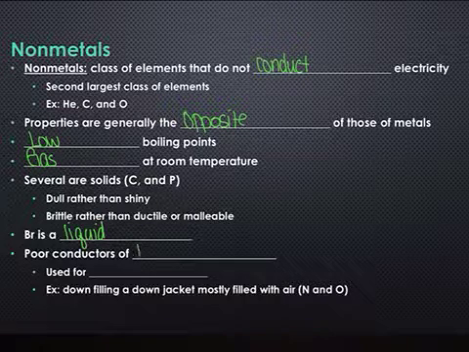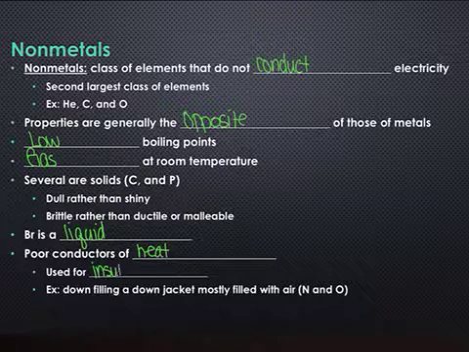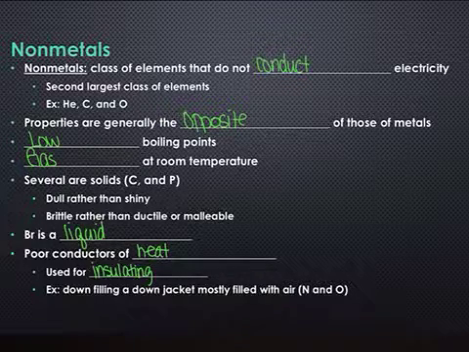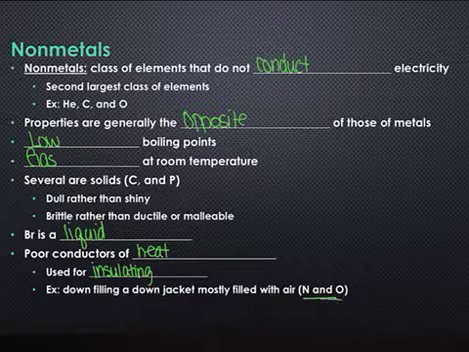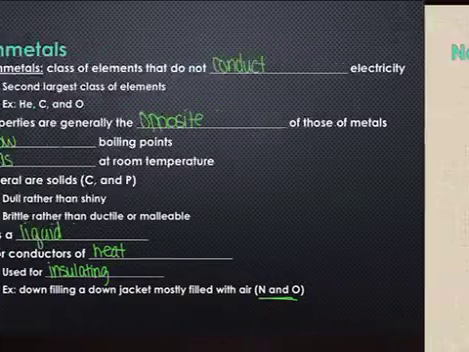They are poor conductors of heat. Instead, they are used for insulating. They're very good at keeping heat in. So down filling for a jacket is most likely filled with air, such as nitrogen and oxygen. It's good for keeping you warm.